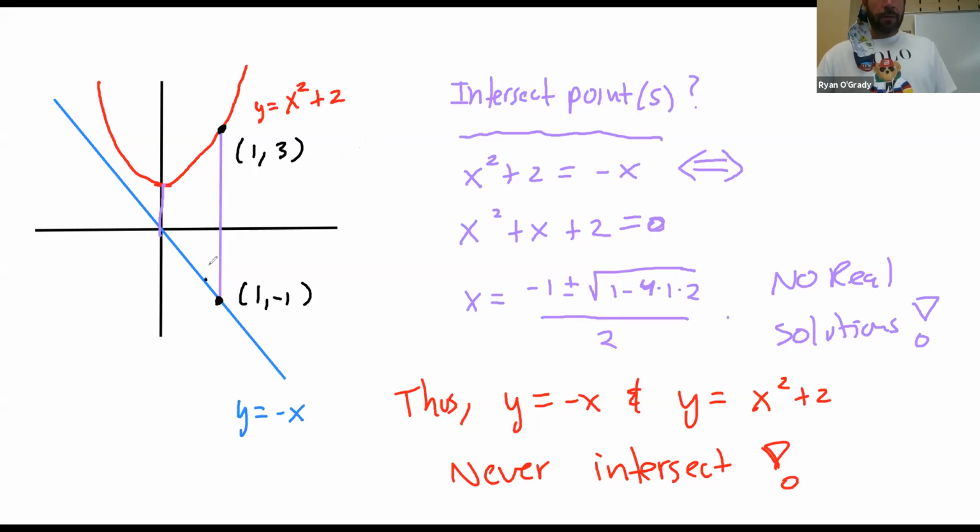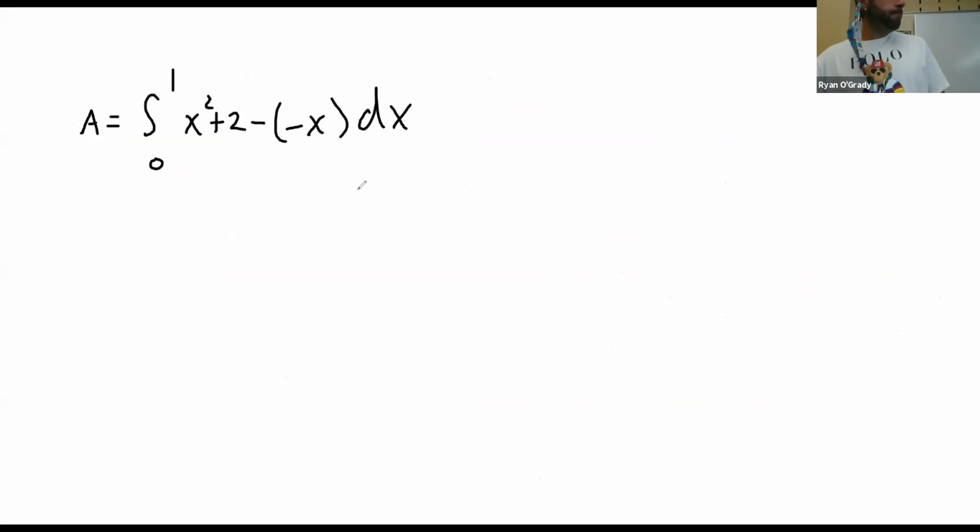So the region we're after is this one that I'm going to shade in. And since the top is the parabola and the bottom is the line, the area of the desired region is the integral from 0 to 1 of x squared plus 2 minus -x dx. That's it. Which in this particular problem becomes the integral from 0 to 1 of x squared plus x plus 2.